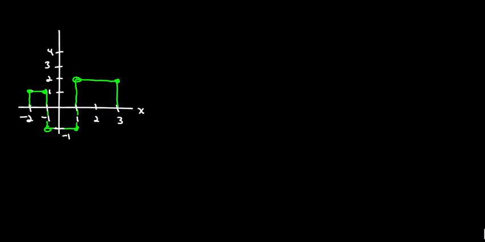We're asked to find the integral from -2 to 3 of f(x) dx. So here's what this notation stands for.